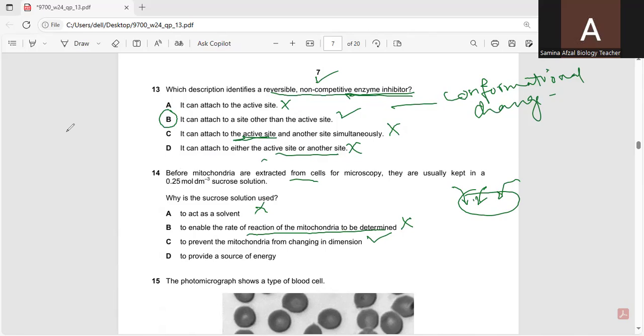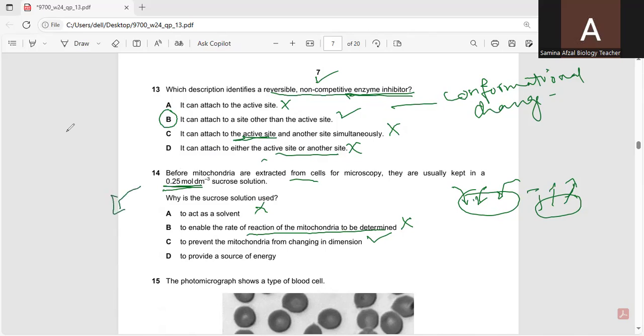On the other hand, if the outer solution has less water potential, what will happen? The mitochondria can shrink. So in this way, the shape or the dimension of the mitochondria can be changed. So in this way, the 0.25 mol per decimeter cubed solution is an isotonic solution.